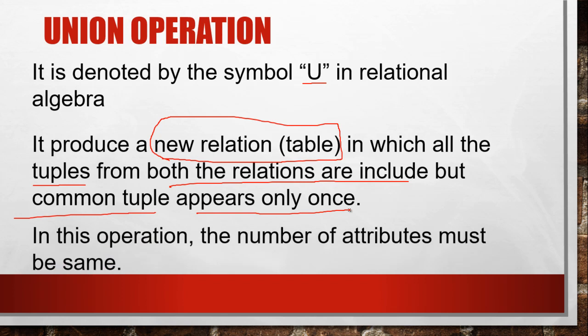In this operation you have to remember one thing: the number of attributes must be the same in both tables. It can't be performed if one table has 3 columns and the other table has 5 columns, or any number other than 3, then they cannot be used in the union operation. The number of attributes and their type must be the same.